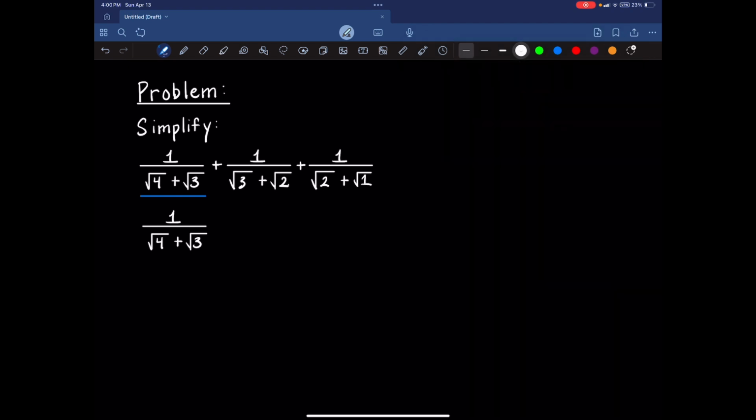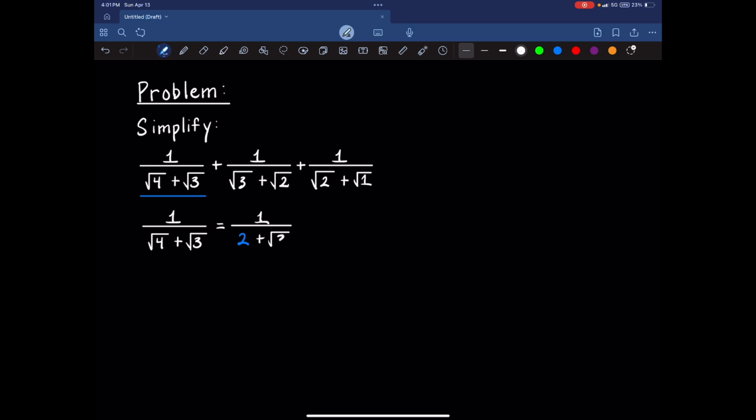So the first thing we're going to do is write an equivalent radical expression. So the 1 is going to stay the same, but we can write the square root of 4 as 2. So we put the 2 there, and then we have the plus square root of 3.